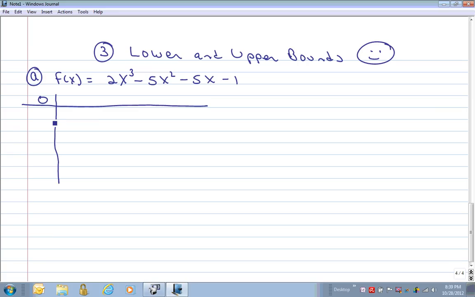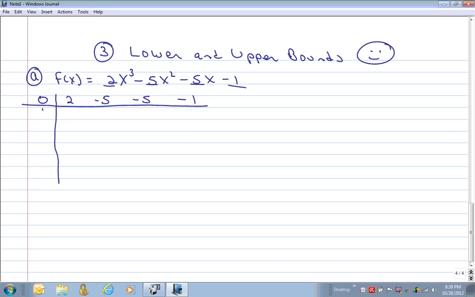We always start at 0, and 0 just gives us our coefficients. There are no skipped degrees, so third degree, second, first, constant, so we don't have to worry about any zeros to hold for placeholders. So we would have a 2, a -5, a -5, and a -1. And we're going to synthetically divide going straight through by whole numbers 1, 2, 3, 4 until we reach all positive values, which would be our upper bound.